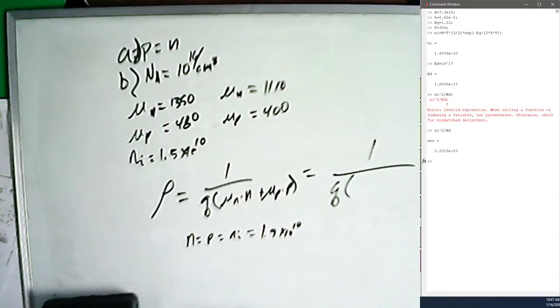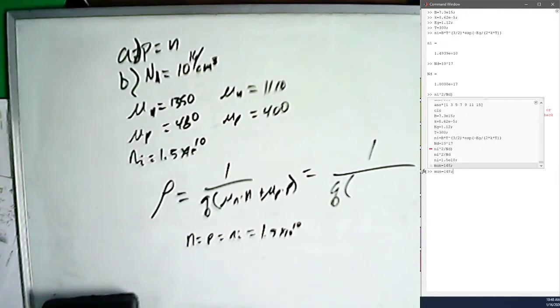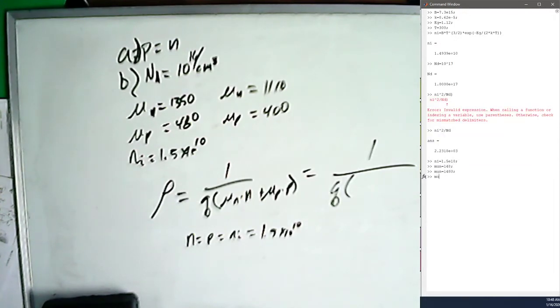We're going to keep with what they have: ni is equal to 1.5 times 10 to the 10th. We also have mu n is equal to 1480, and mu p is equal to 480. Actually, mu p is equal to 1350.